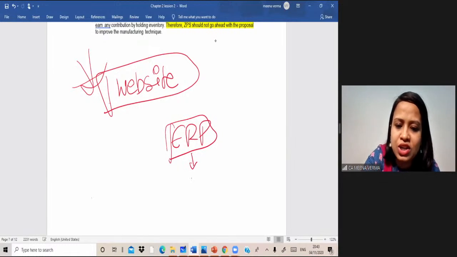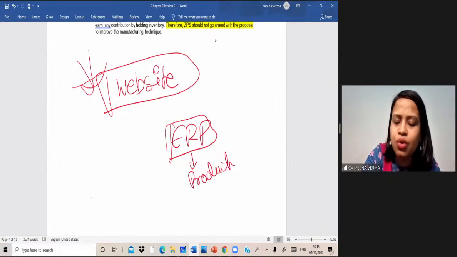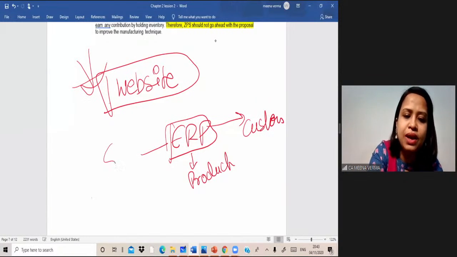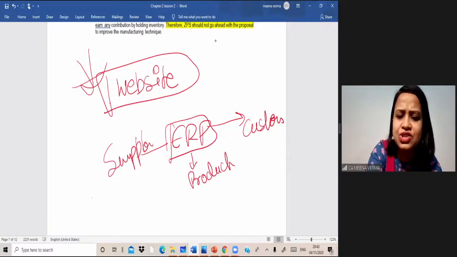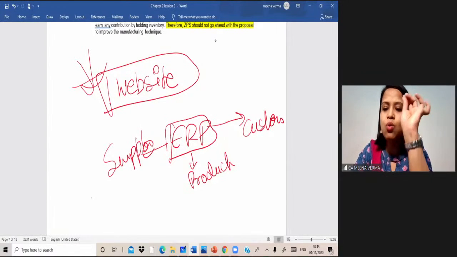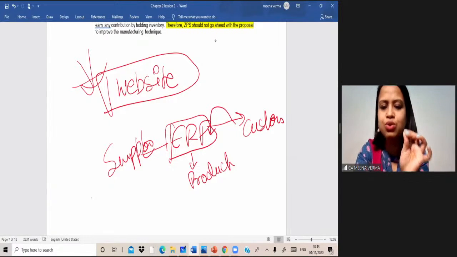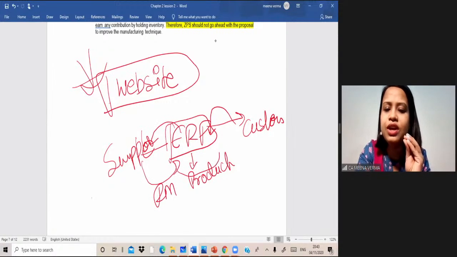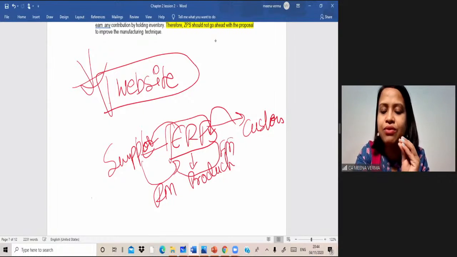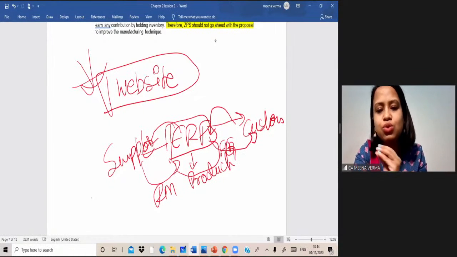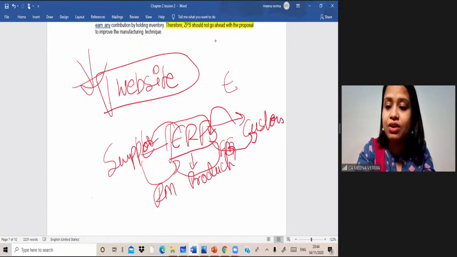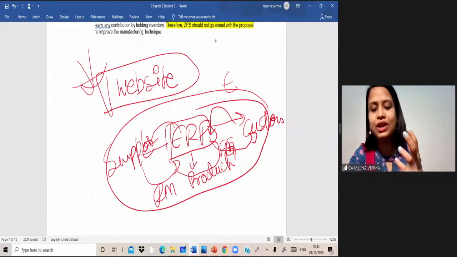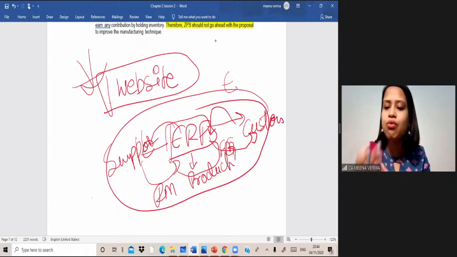Your production system, your customer, your supplier, every department of your organization is connected through ERP. Once you receive the demand from the customer, you can immediately place a demand to the supplier to supply the raw material, convert that raw material into finished goods very soon, and then immediately deliver these finished goods to the customer. Using electronic media and ERP, it's very easy to integrate all these activities and increase their speed.